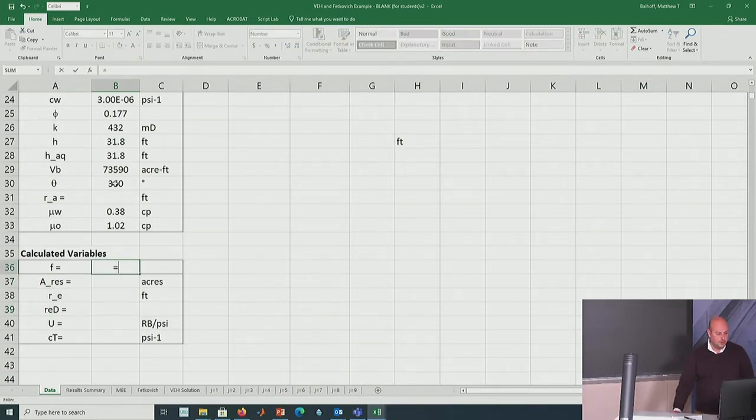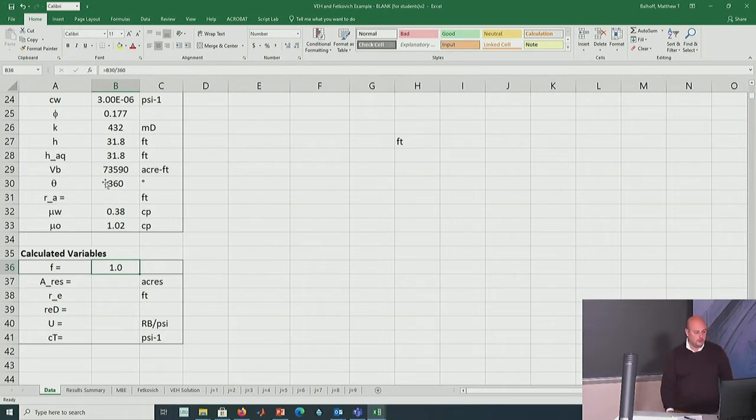So B30 divided by 360 is 1. Now, if I wanted to change the angle there, you could do that. So it's a good idea to actually put in the formula rather than just type 1, because if we change up the problem somehow, then it would automatically change everything.